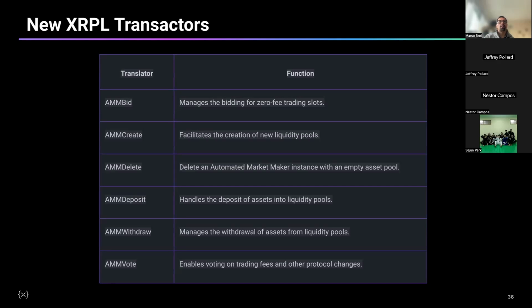These are essentially the transactions that are added to the ledger in order for the mechanism to operate: bid, create, delete, deposit, withdraw, and vote. So these are not a lot of things that need to be added in order to enable all that functionality, which in a way unlocks a lot of the potential for these new types of tokens to have liquidity, for example.